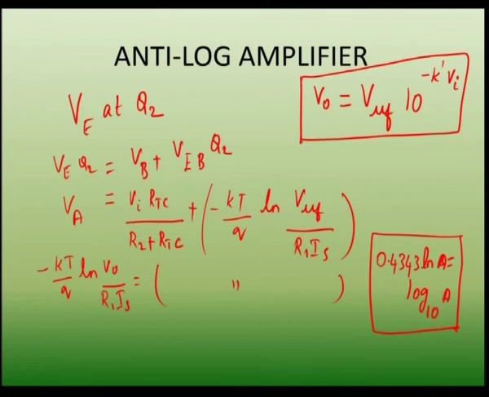So, after substituting this in the calculation, we get the output V naught is equal to V reference into 10 power minus K dash Vi, where K dash is RTC divided by R2 plus RTC into KT by Q; everything comes into K dash. So, when you increase 1 volt in the input voltage, the output will be decreased by 1 decade. This is what we get in the anti-logarithmic amplifier.